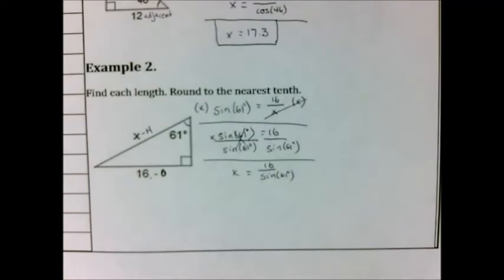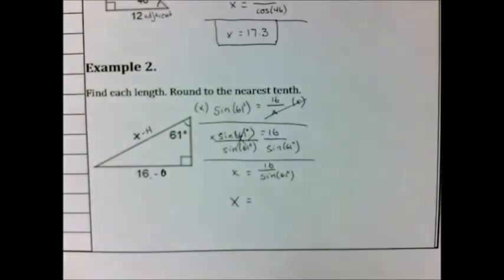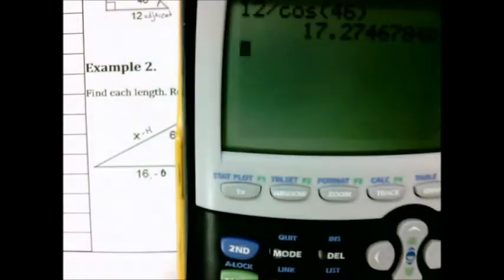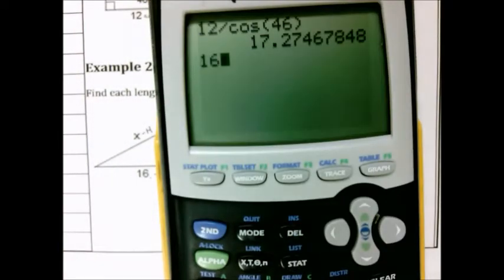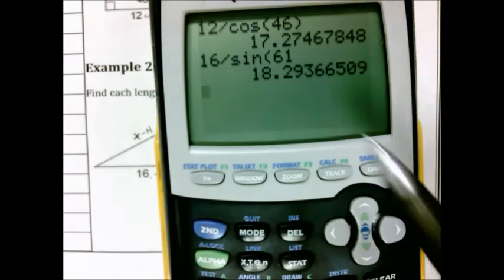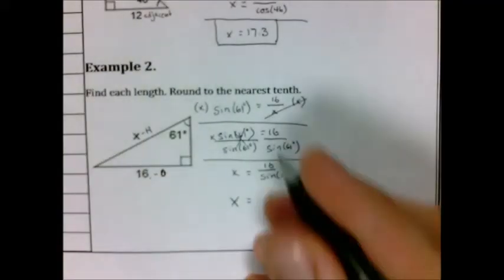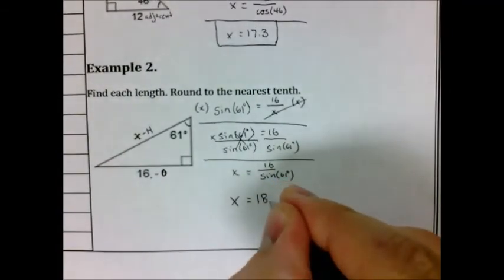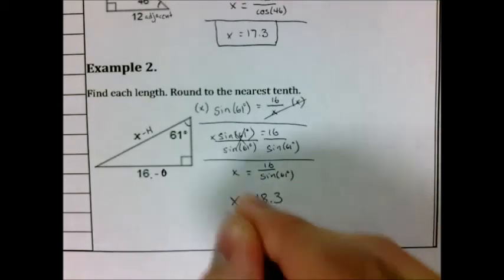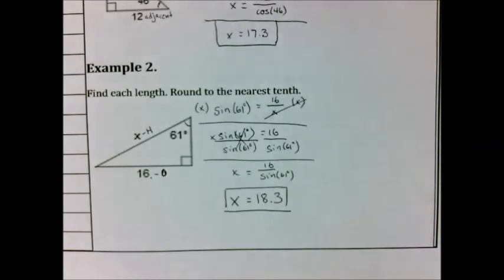And that's when we can get our calculator to help solve the rest of this out. So 16 divided by the sine of 61. Enter. Tells us that 18.3, remember rounding to the nearest tenth, is our distance of x. X has to be 18.3. And that's how we solve that problem.